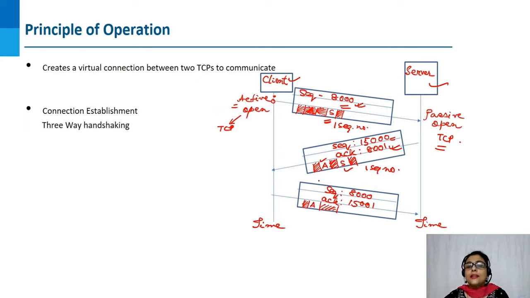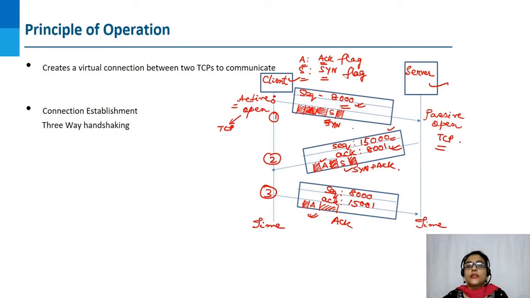Now this client then uses a sequence number 8000 as before and sends the acknowledgement to the server side. The server side has sent the sequence number 15,000, so the client side has to send an acknowledgement number of plus 1 of the sequence number received from the server. So it is 15,001, and it is simply an acknowledgement packet, so it does not use any sequence number. So this is the three-way handshaking process, steps 1, 2, and 3. This way the connection gets established. Here A stands for the acknowledgement flag and S stands for the sync flag.